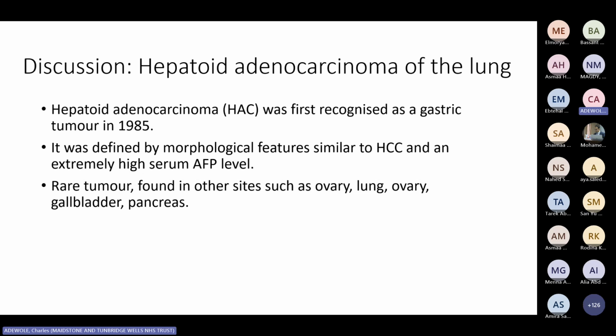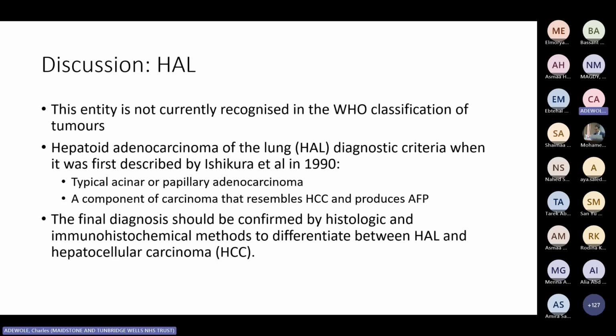And traditionally, when it was first described, it was defined by morphological features similar to a hepatocellular carcinoma and an extremely high serum AFP level. It's a rare tumor and found in other sites such as the ovary, lung, gallbladder, and pancreas. As I said previously, this entity is not currently recognized in the WHO classification, and I did quite an extensive literature search. I think I found less than 60 cases of this tumor diagnosed.